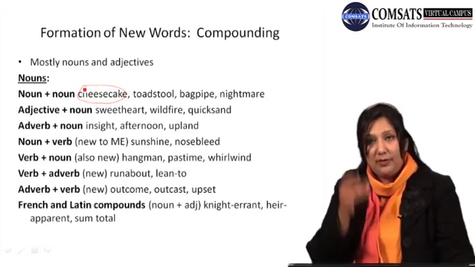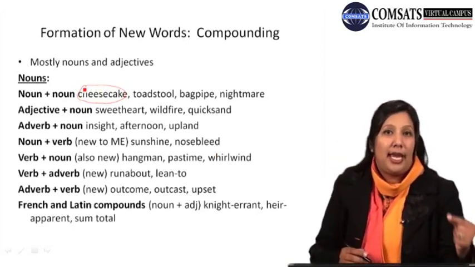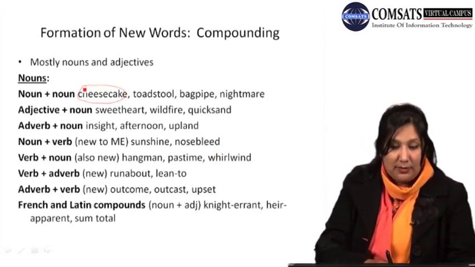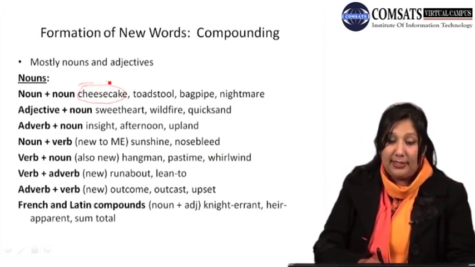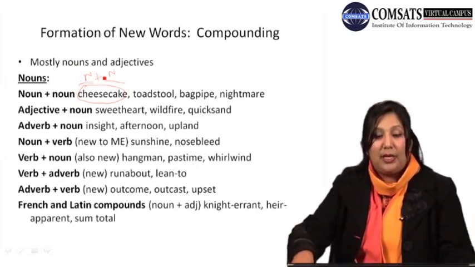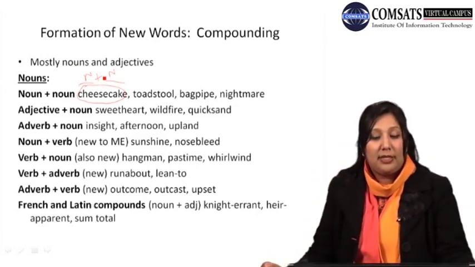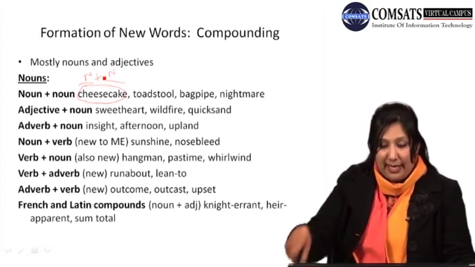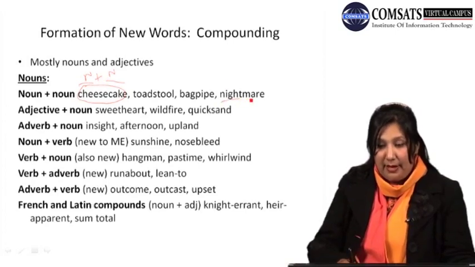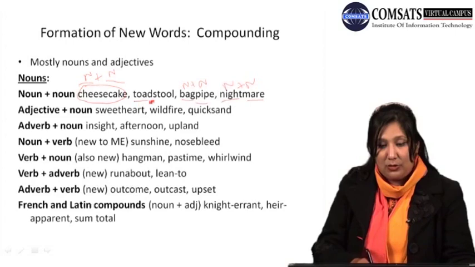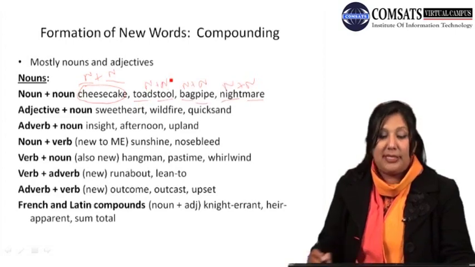As we can very well see, cheesecake is a combination of two nouns. On the first hand there is a noun and then another noun, so it is noun plus noun, a compound word. The next examples are toadstool, bagpipe, nightmare. Night and mare, the two nouns come close to make one word. Bagpipe is again noun plus noun, and toadstool is again noun plus noun.